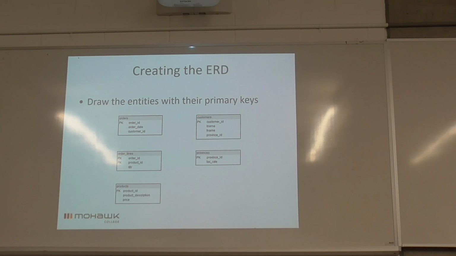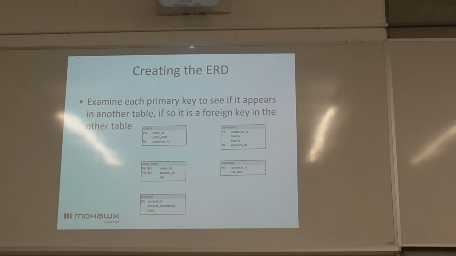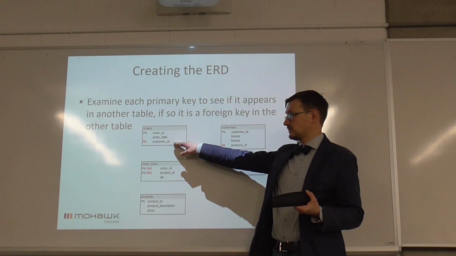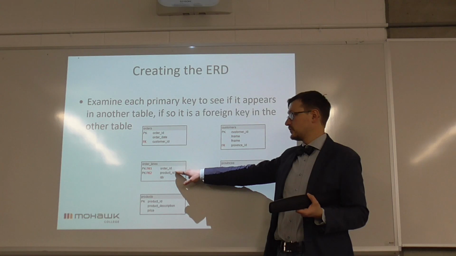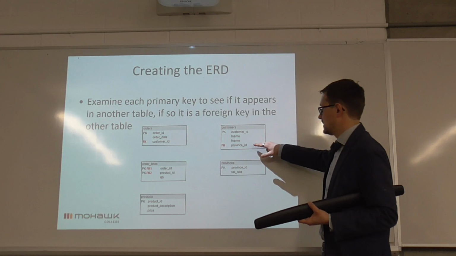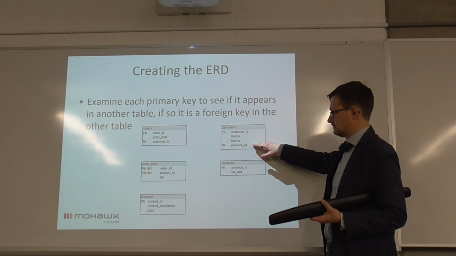The next thing that we need to do is identify where the foreign keys lie. Customer ID is a foreign key. Both of these are actually foreign keys. Province ID is a foreign key.